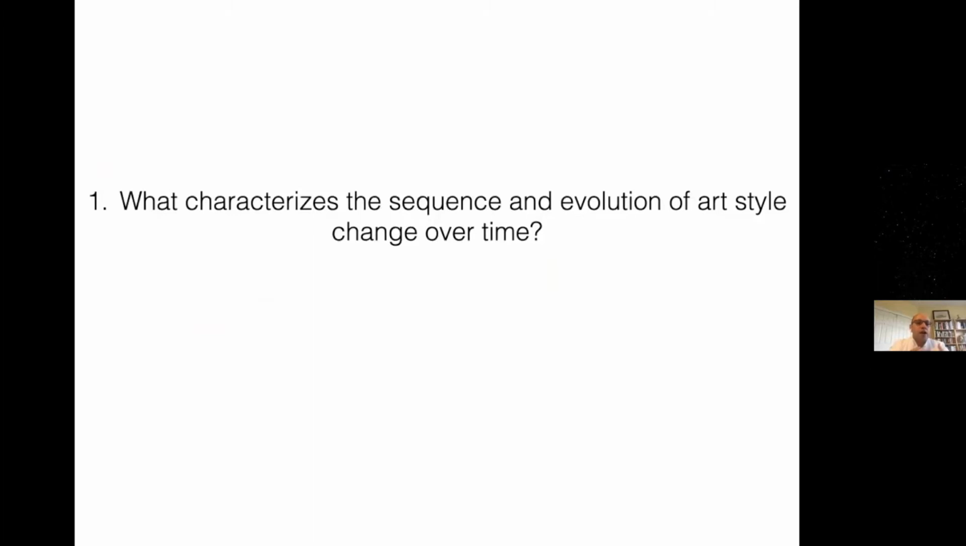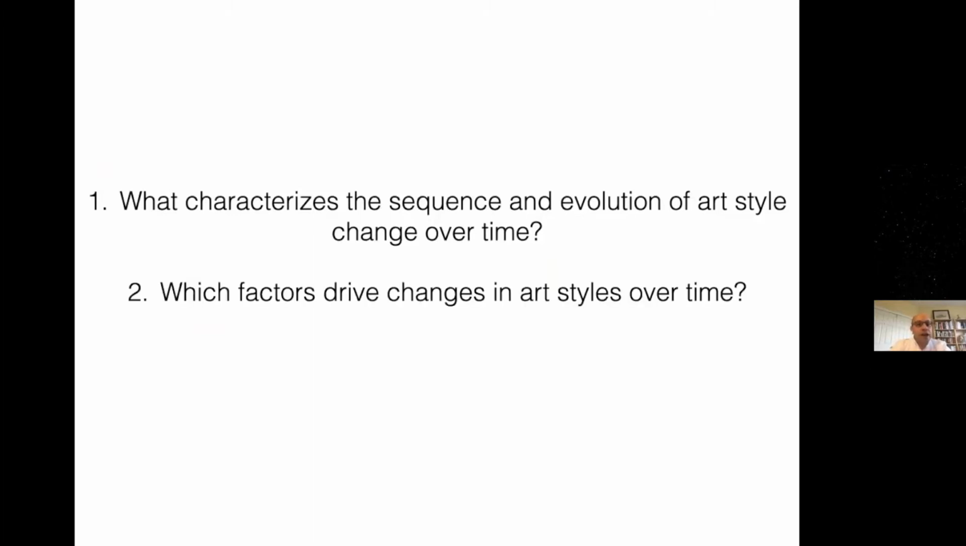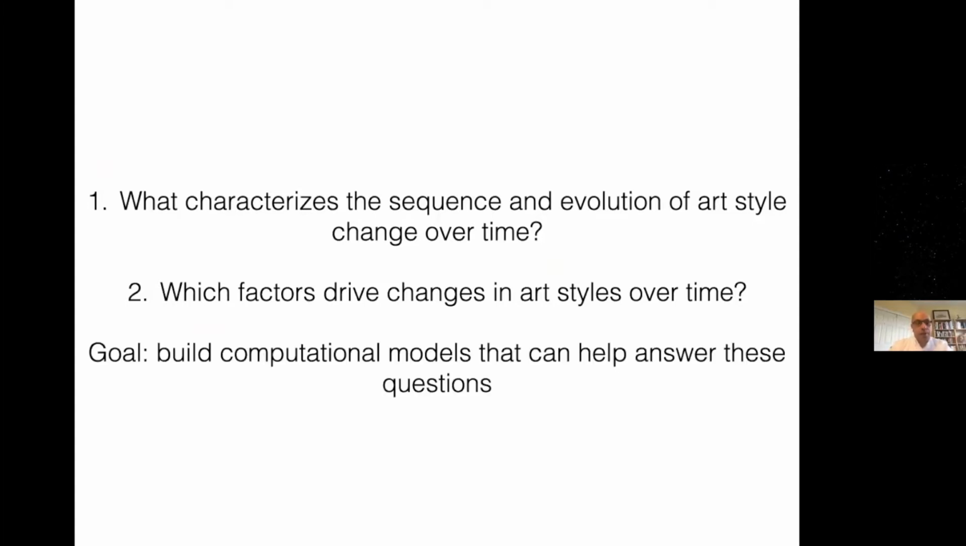So the question really is what characterizes the sequence and evolution of art style change over time? How can we characterize these changes? And what factors drive these changes of style over time? Why do artists even change style over time? When that happens, what triggers it? And how do we characterize it when it happens? Can we build computational models that can help answer these questions?